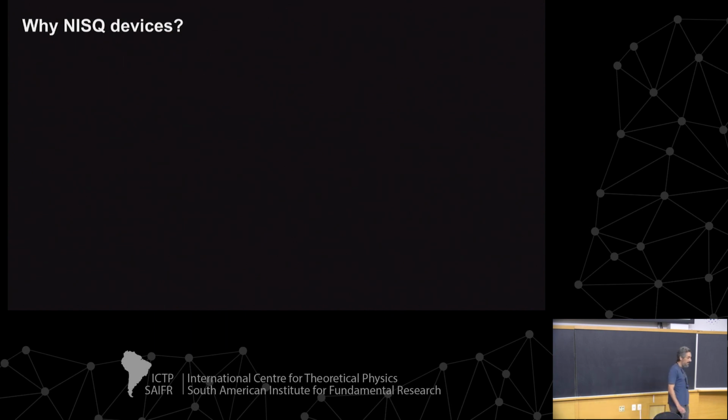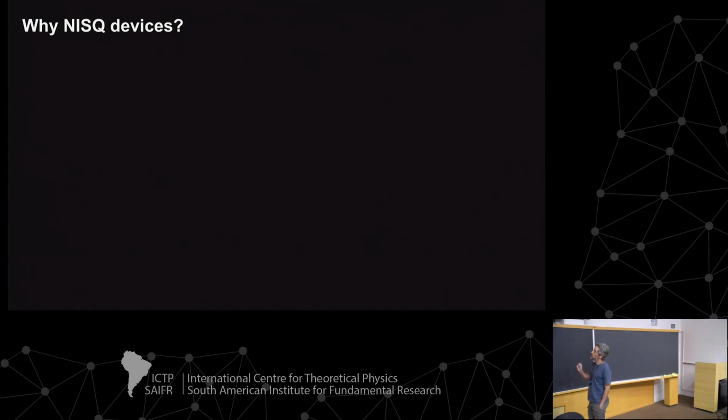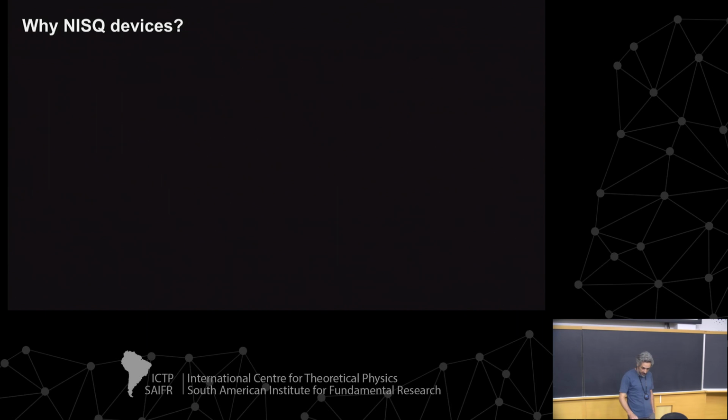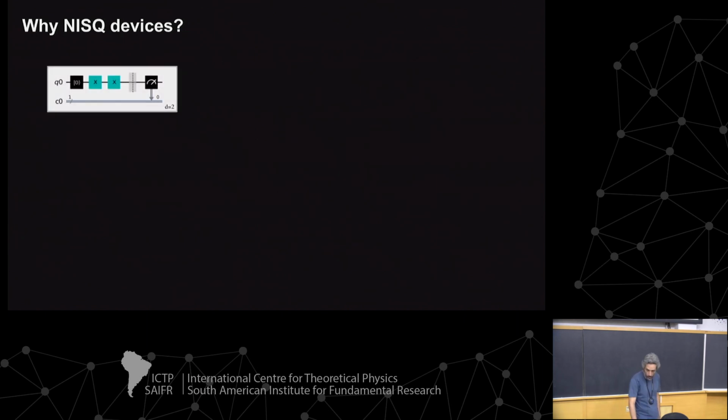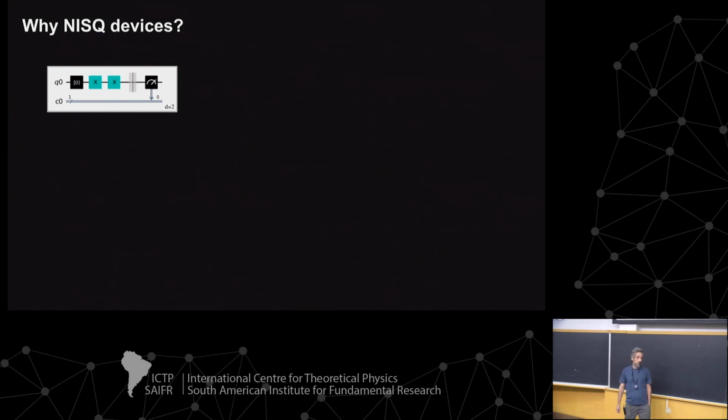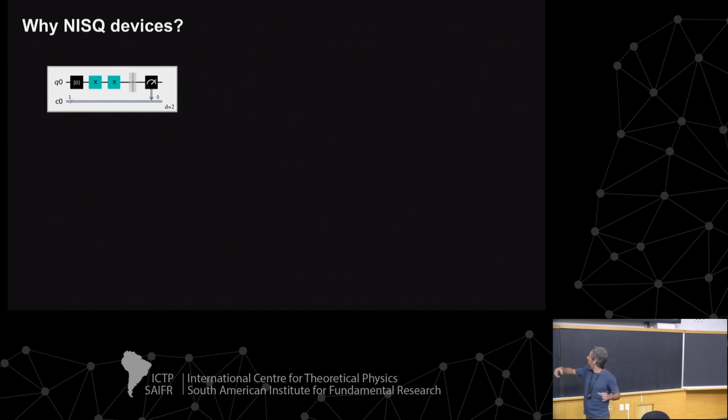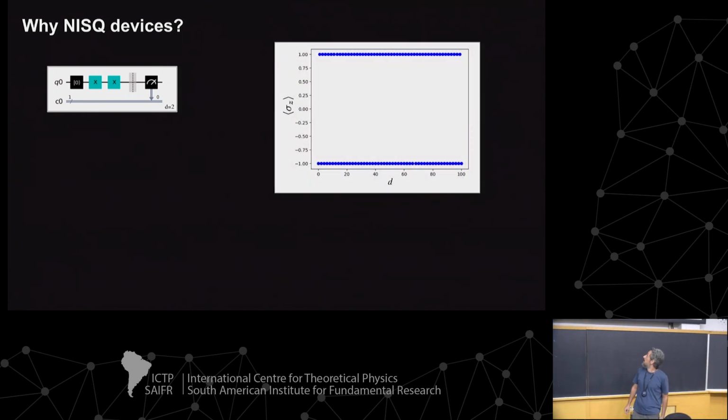Okay, so why NISQ devices? I try to explain why it's important nowadays to find algorithms that work in these kinds of machines. So I propose an example. Suppose we have a one-qubit quantum computer, and you initialize it at 0. Then you apply bit flips. With one bit flip, it flips to 1; with two bit flips, it returns to 0; three bit flips, four bit flips, and so on. You just rotate your qubit between 0 and 1 as you apply a sequence of bit flip gates. So in an ideal situation, the expectation value of sigma z will be -1, 1, -1, 1, -1, 1. This is the ideal situation.